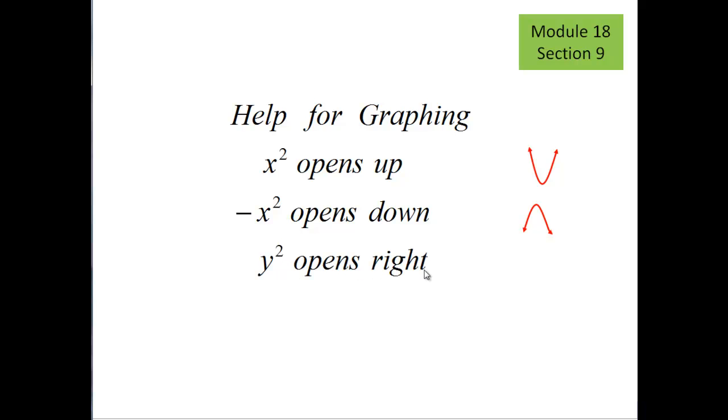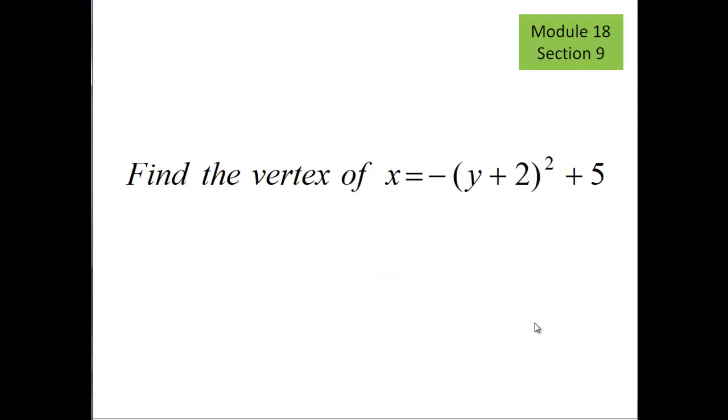Y squared is going to go to the right. So if you have y term is squared, it goes right. Negative y term is squared, it goes to the left. So that's some information that'll help you when you're graphing. If your parabola, if your square thing is an x and it has a plus in front of it, it goes up. If it's an x, has a minus, it opens down. If it's a y that has the square part, it goes to the right. If it's a negative y, it goes to the left.